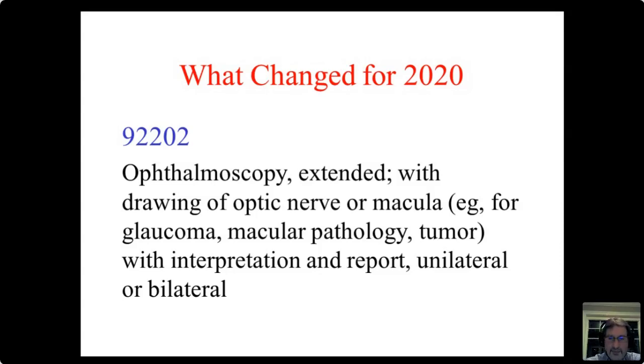But again, this is the one that you would use for posterior segment of the eye. Again, you don't have to do scleral depression on that, and it gives you a separate code. So in theory, you could actually do extended ophthalmoscopy of the posterior pole and extended ophthalmoscopy of the peripheral retina at the same time and get paid for both.